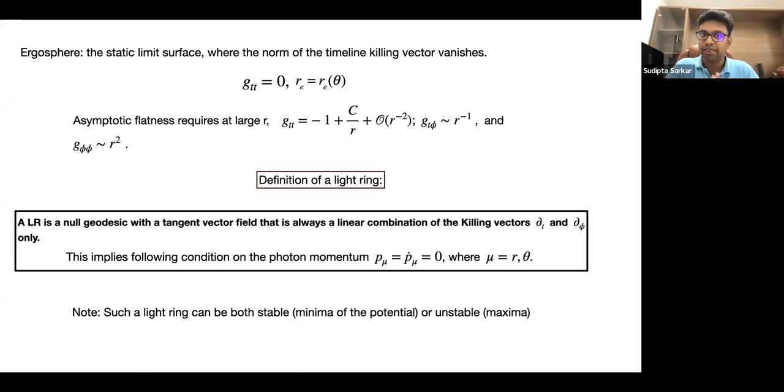I will assume asymptotic flatness, although this can be relaxed. That means I will assume there exist some fall-off conditions at infinity, which are of this form. With these assumptions, now I'm going to define the light ring.